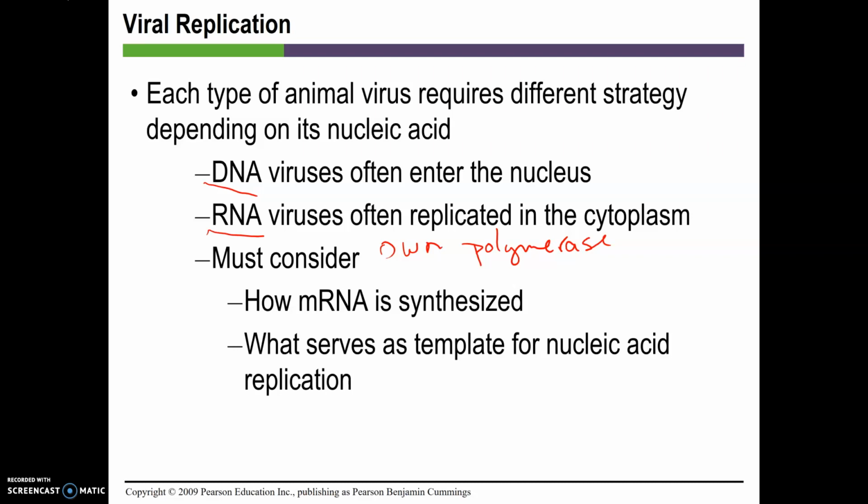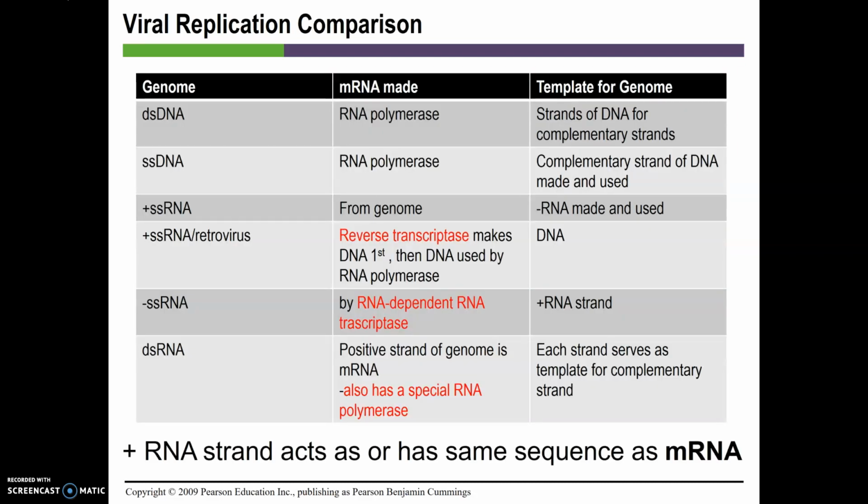So we have to think about how message is going to be synthesized and what our template for the genome is. And don't memorize this, but this is a comparison chart from your chapter that compares all of the different types of genomes and what the virus has to do in order to allow the cell to make message, because obviously the virus is going to have to make messenger RNA to make its proteins, and also what it uses as a template for a genome. And if it's DNA, then it's pretty typical of what our own cell machinery is going to do.